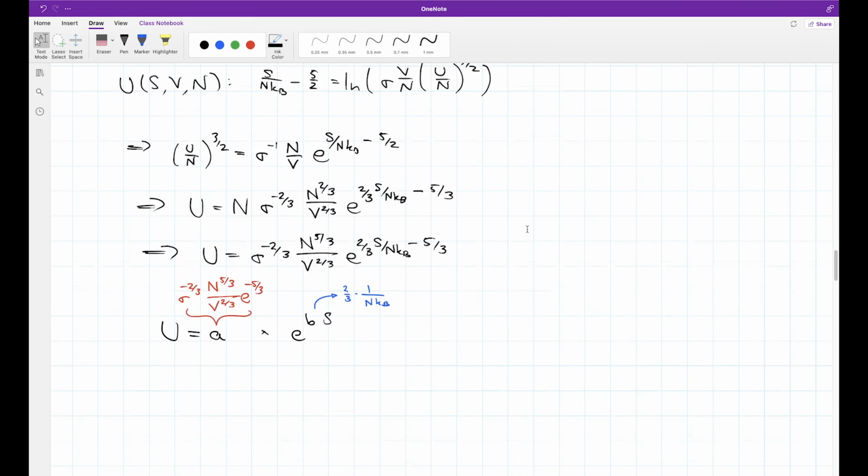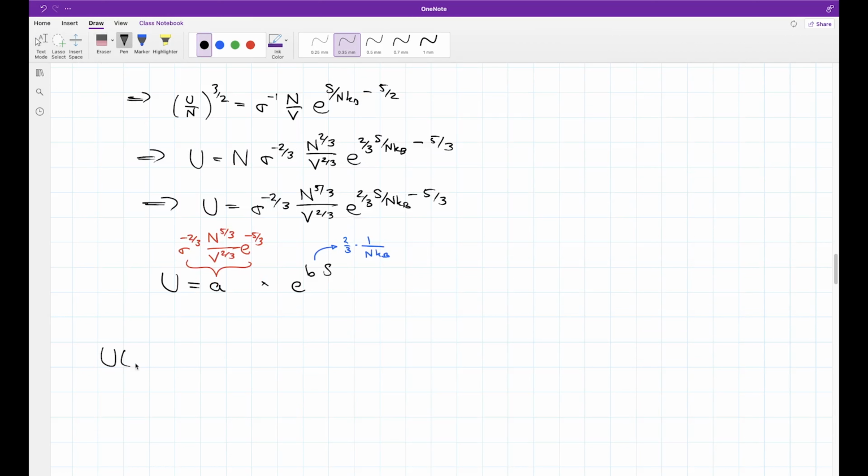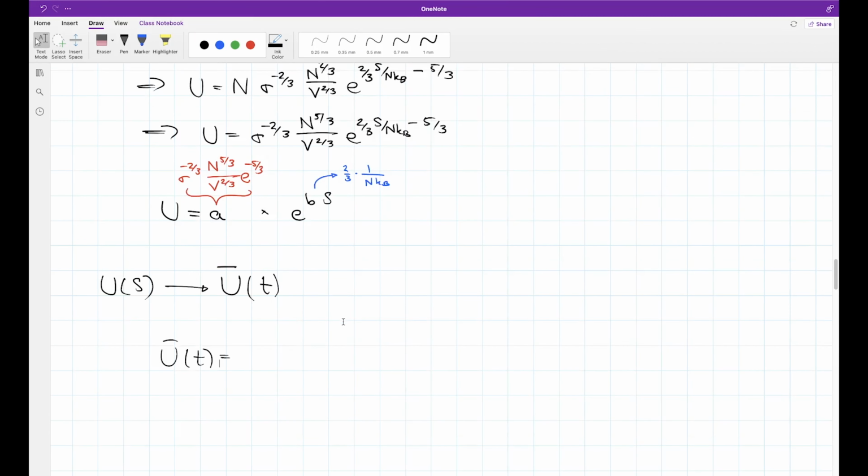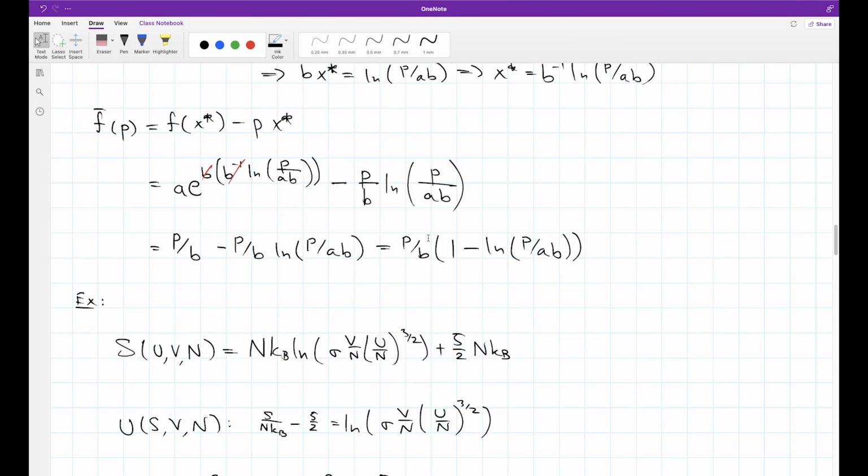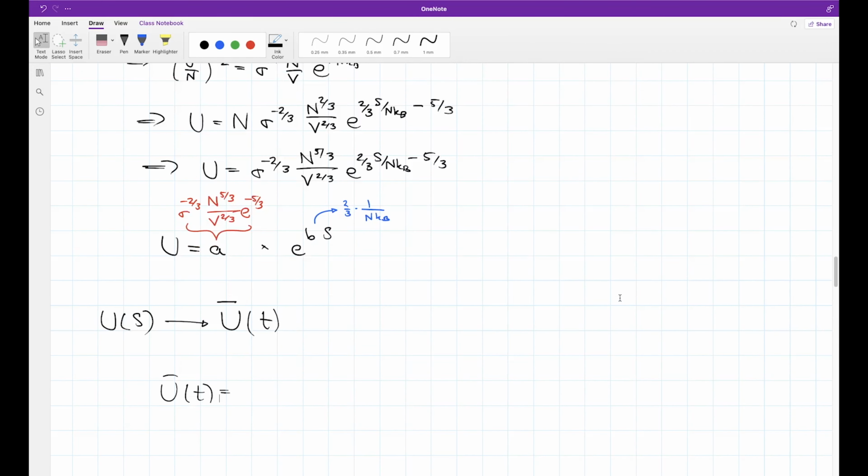So we already know if we wanted to Legendre transform U as a function of S, we could get U bar as a function of some other variable. Let me call it lowercase t for a second. And we know what that would be. This is actually sort of an abusive notation, right? U of S is just some real and U bar of t is some real, but I think you know what I mean. So U bar of t would be exactly equal to what we got right here: P over B times 1 minus log of P over AB. So we know what B is here.